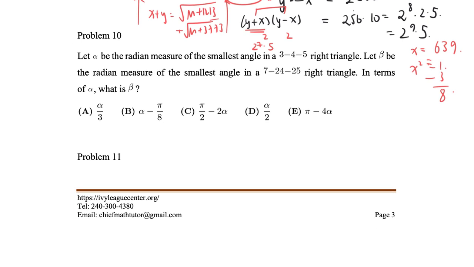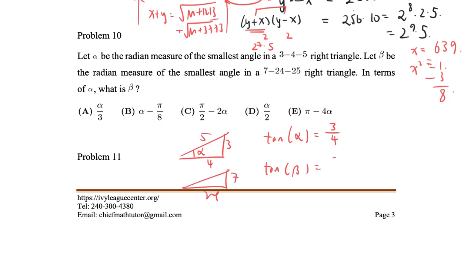Now this next question is, alpha is the radian measure of the smallest angle here. So actually it's very obvious what the smallest angle is. It's just this angle that's opposite to 3. So one nice thing you could do is take tangent of alpha, and that's 3 over 4. And tangent of beta then is, well, the smallest there is the one opposite to 7.